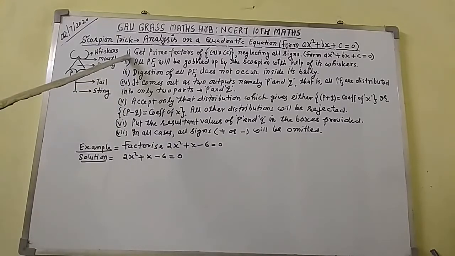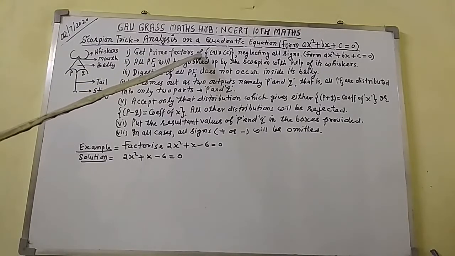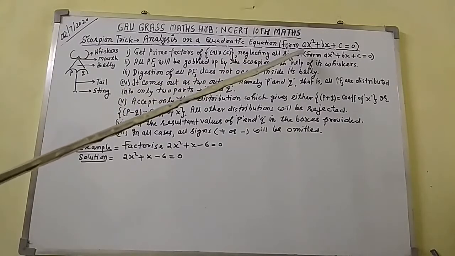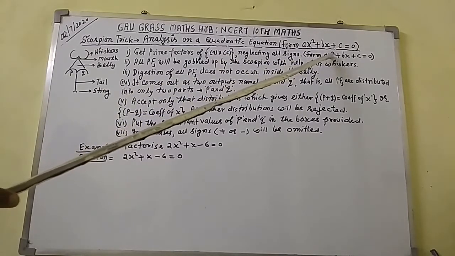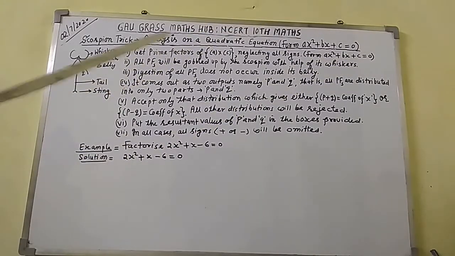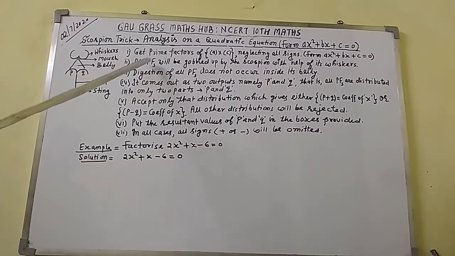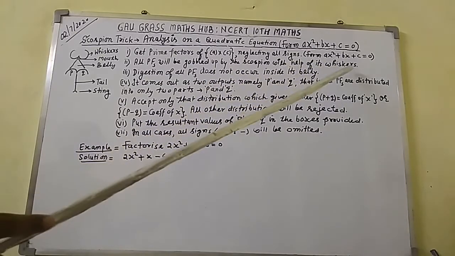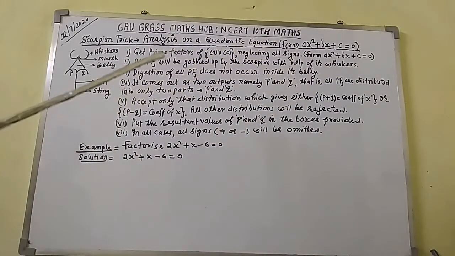Now point 1 will be: get prime factors of a into c, neglecting all signs. The form of the quadratic equation is ax square plus bx plus c equal to 0. The second point is all PFs will be gobbled up by the scorpion with the help of its whiskers. This means that all prime factors will be put here and gobbled up by the scorpion with the help of its whiskers.